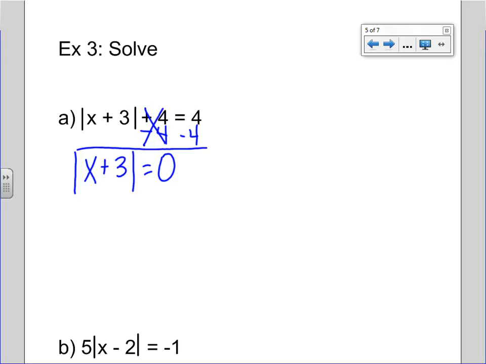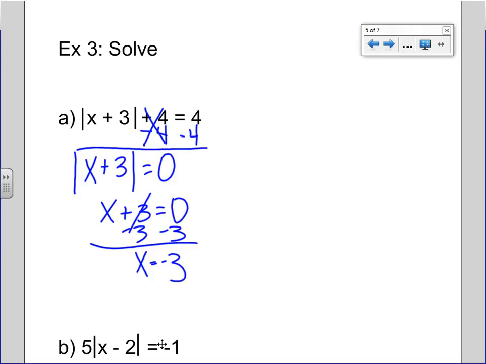Whenever I do this, 0 is just 0. There is no absolute value for 0, or 0 is itself, so it can't be a distance away from itself. So I'm not going to write two equations on this one. All I'm going to write is x plus 3 equals 0. To get x by itself, I subtract 3 from both sides, it will cancel. X equals negative 3. Final answer.